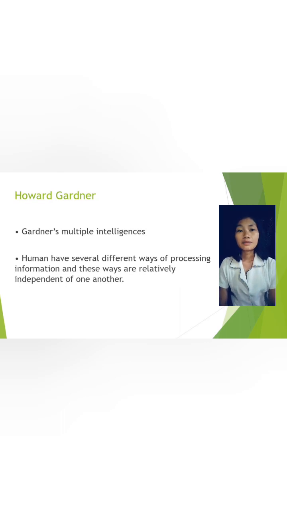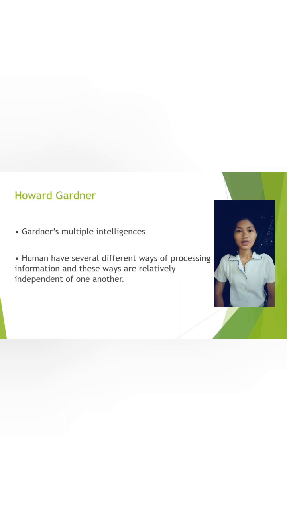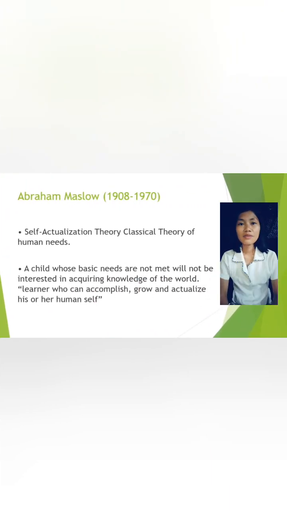Howard Gardner proposed the multiple intelligences, which are the verbal linguistic, mathematical and logical, musical, visual and spatial, bodily kinesthetic, intrapersonal, and interpersonal intelligences. Humans have several different ways of processing information, and these ways are relatively independent of one another.